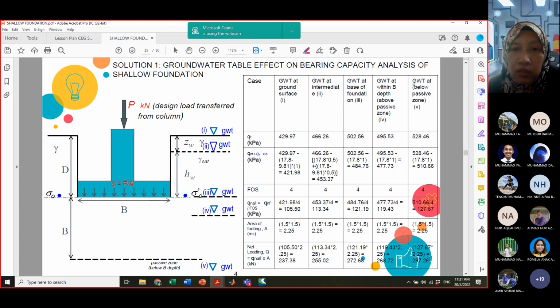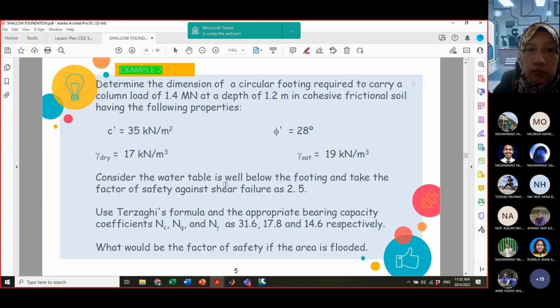Net loading ni adalah berapa design load yang you akan pindahkan kepada footing tersebut. Dan kita akan check lah. Makna kata dengan nilai FOS 4 ni, this is the allowable loading that you set to the footing design. So dia tak boleh exceed lah, nanti akan berlaku shear failure.